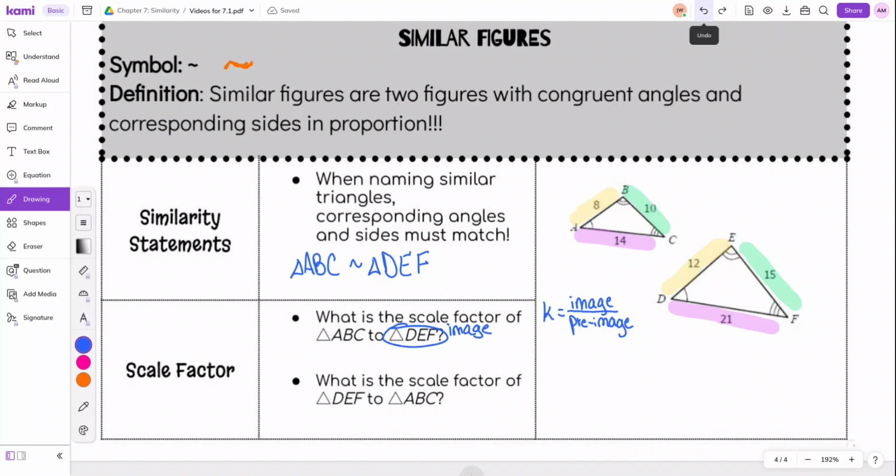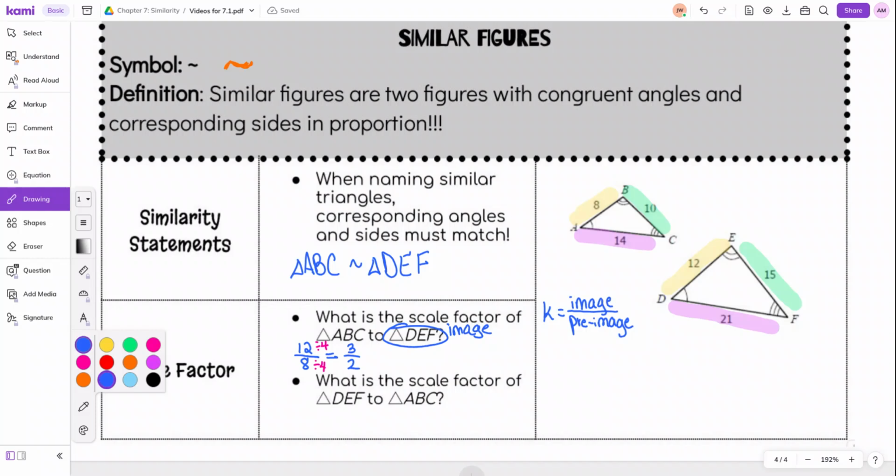So what I'm going to do is match up any two corresponding sides to determine the scale factor. And I'm going to make sure that I put triangle DEF, the image, on top when I write these ratios. So for DEF, one side would be 12, its corresponding side is 8. Now I can simplify that ratio. These are both divisible by 4. So if I simplify this ratio, I get 3 to 2.